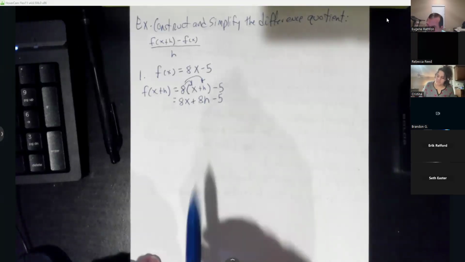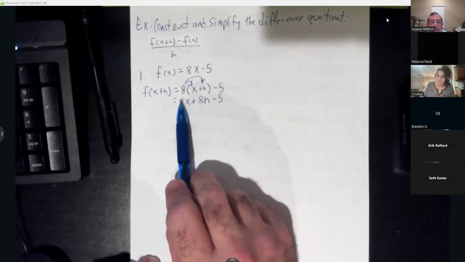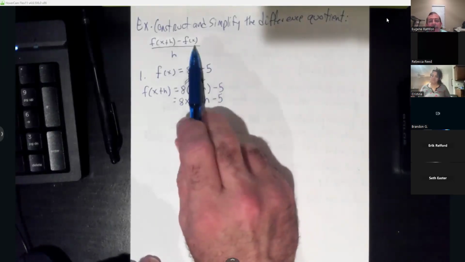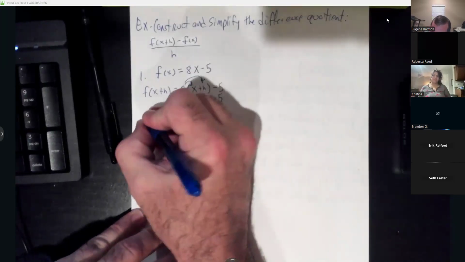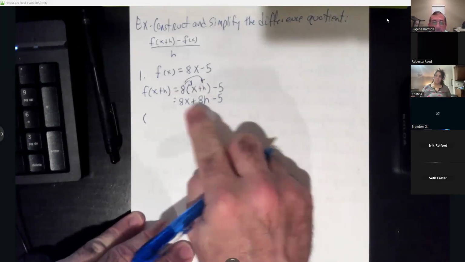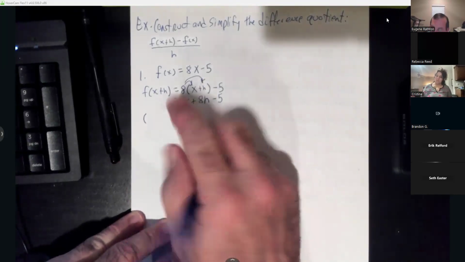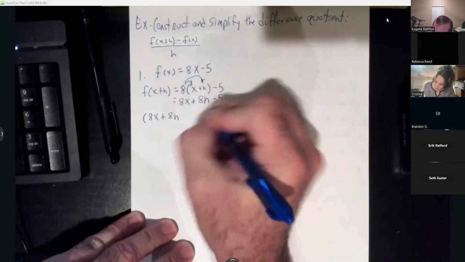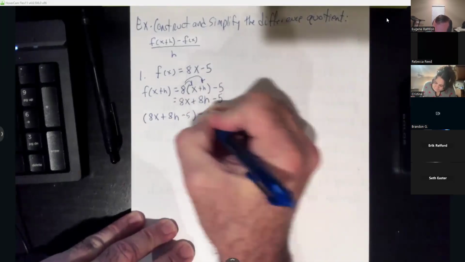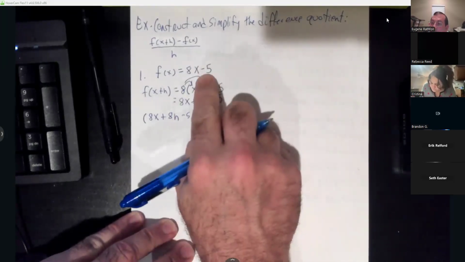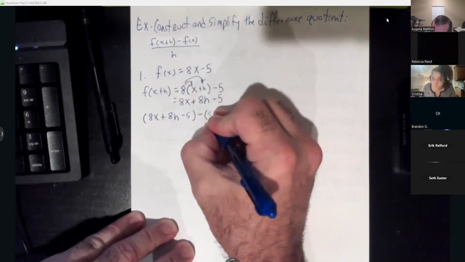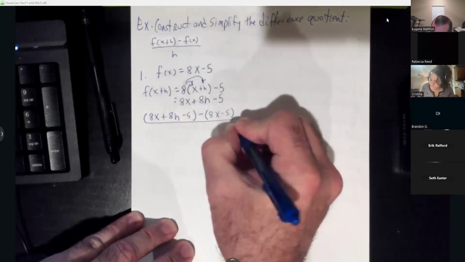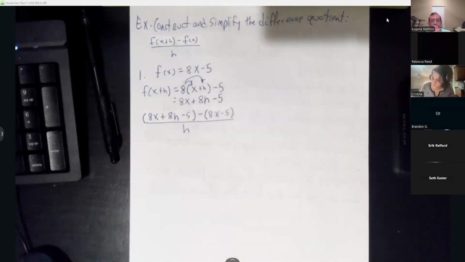All right, y'all, so look what I got. I got f of x plus h now. I got f of x right here. So we're going to plug these into our formula now. Now remember, I'm going to put my functions in parentheses. So in the first parentheses, I got 8x plus 8h minus 5, minus my f of x, which is 8x minus 5, all over h.